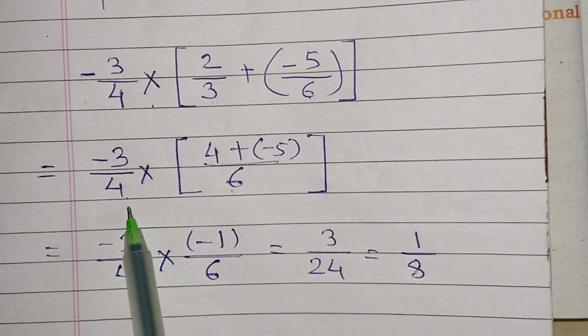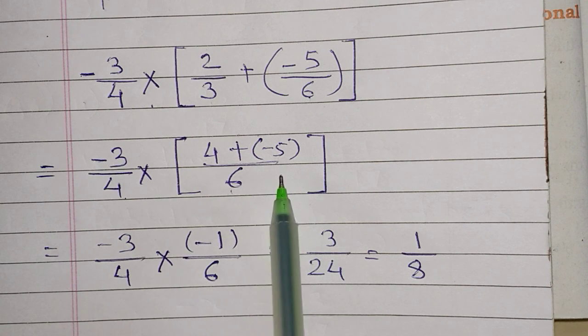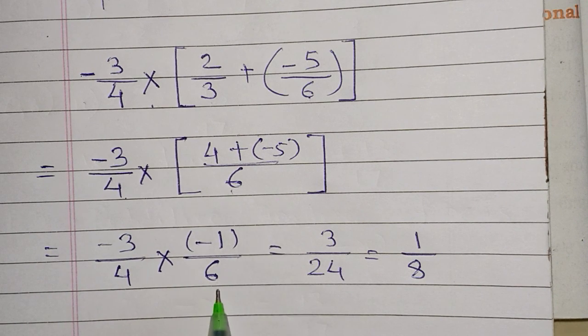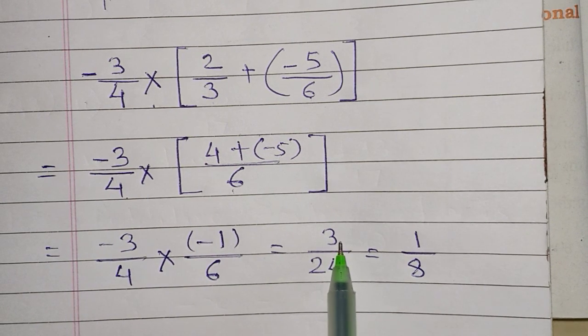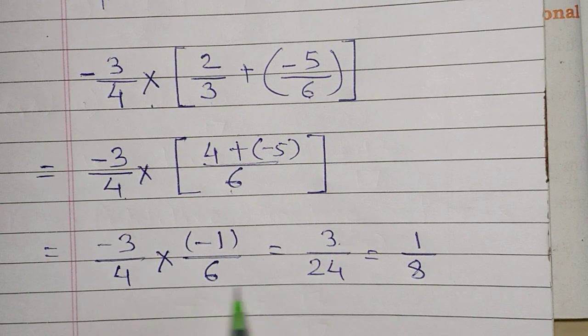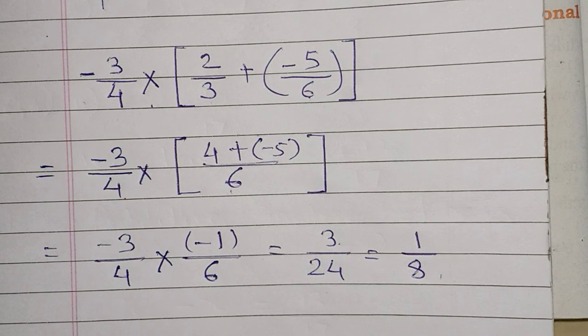Still minus 3 upon 4 is continuing. So minus 3 upon 4 into the answer of this bracket, minus 1 upon 6. Minus 3 into minus 1 gives me the answer positive 3. 4 into 6 gives 24. After reducing this, I get the answer 1 upon 8. Now let's see the other method of solving this.